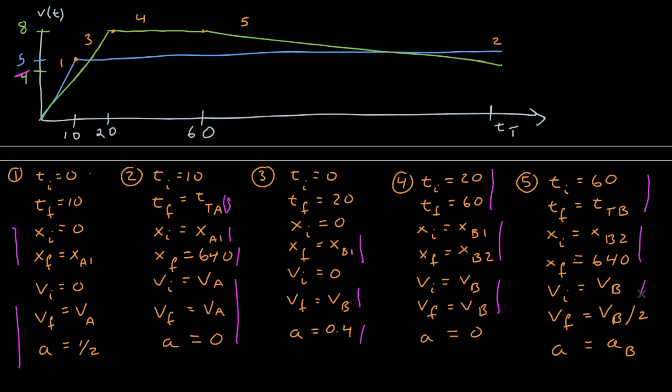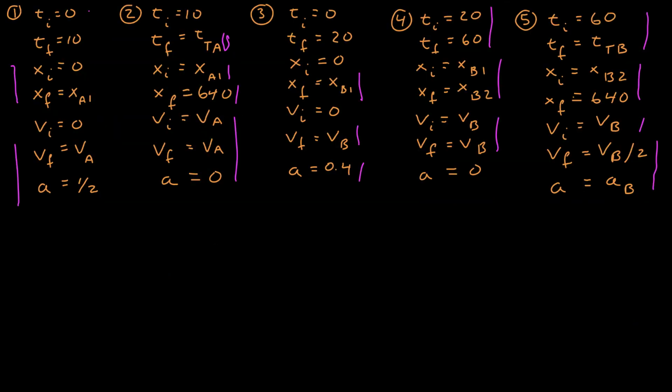The initial velocity is the final velocity from the previous stage. Its final velocity is that divided by 2, and I don't know what the acceleration is. So there are 5 different phases of constant acceleration.